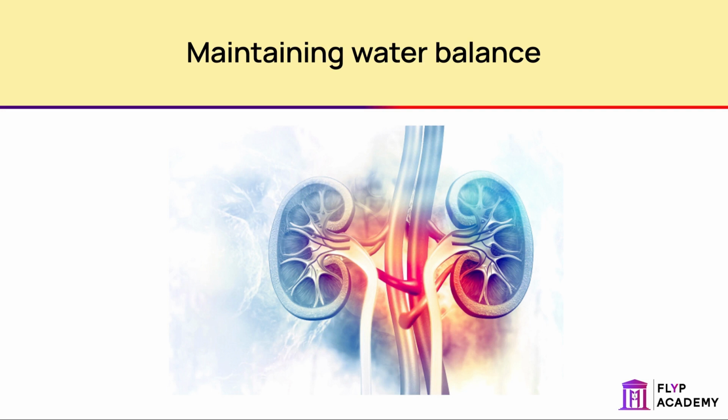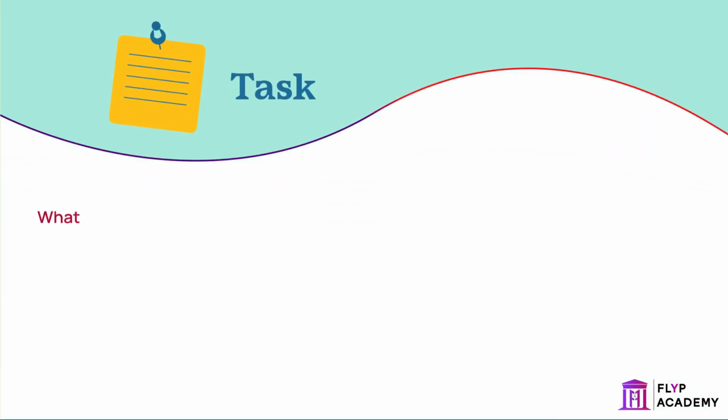If a person has kidney disease, their kidneys may not function correctly. They may have a kidney transplant or be treated with dialysis. Task. What are the advantages and disadvantages of a kidney transplant?